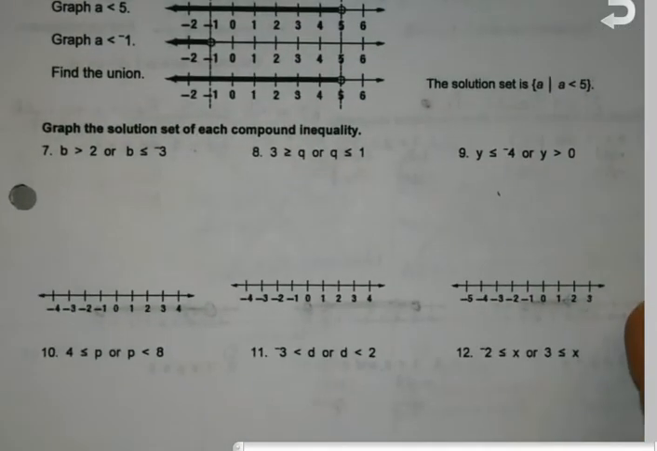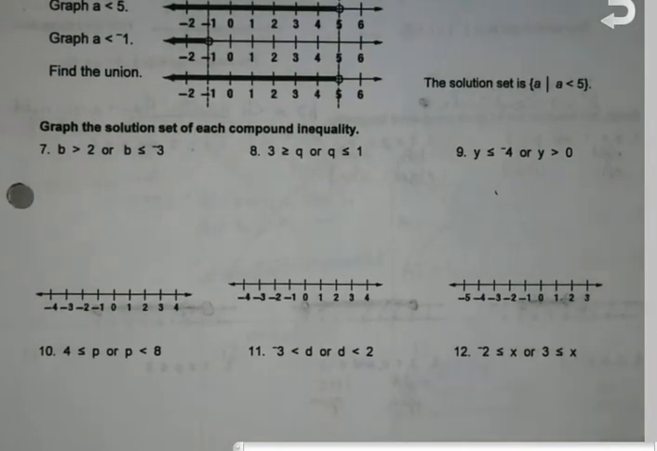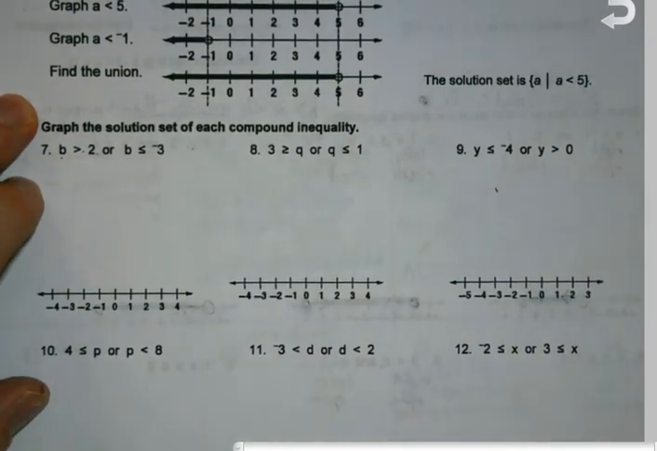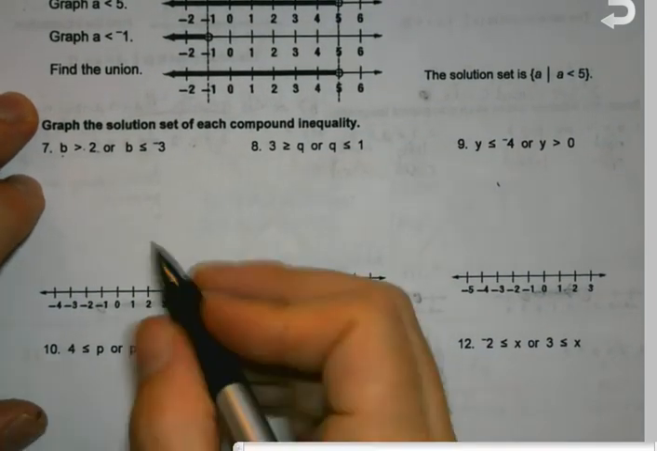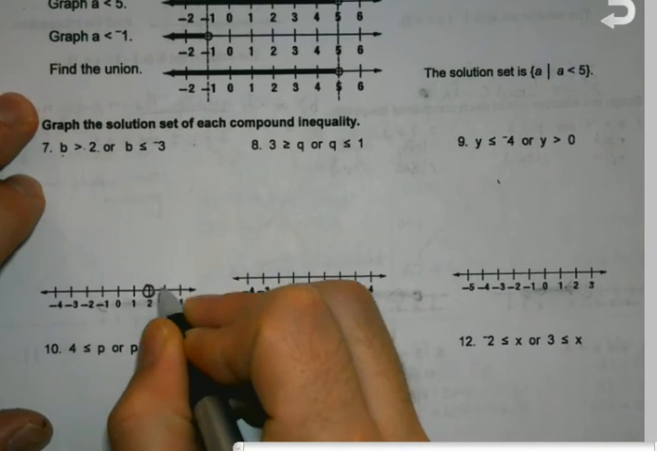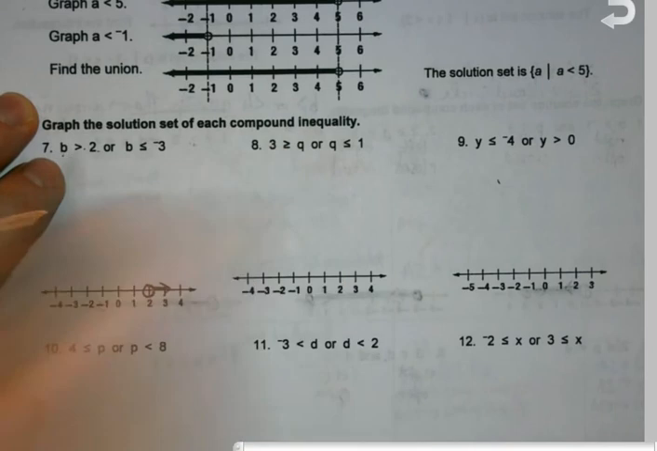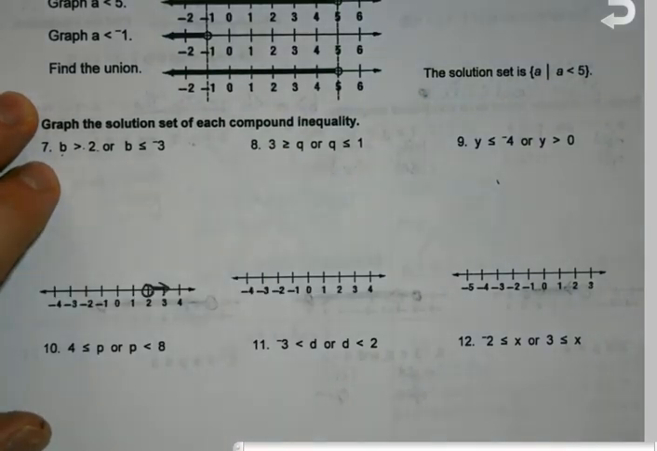Now it changes a little bit, because now instead of seeing the word and in the middle, I see the word or. That changes things. Well, how so? The rules are still the same with trying to figure out what direction to go and with my dots open or closed. But what we're going to see now is that B is greater than 2. Open or closed, in what direction? Open. Open and to the right because it's greater than. The arrow's eating my variable, it's always greater than.